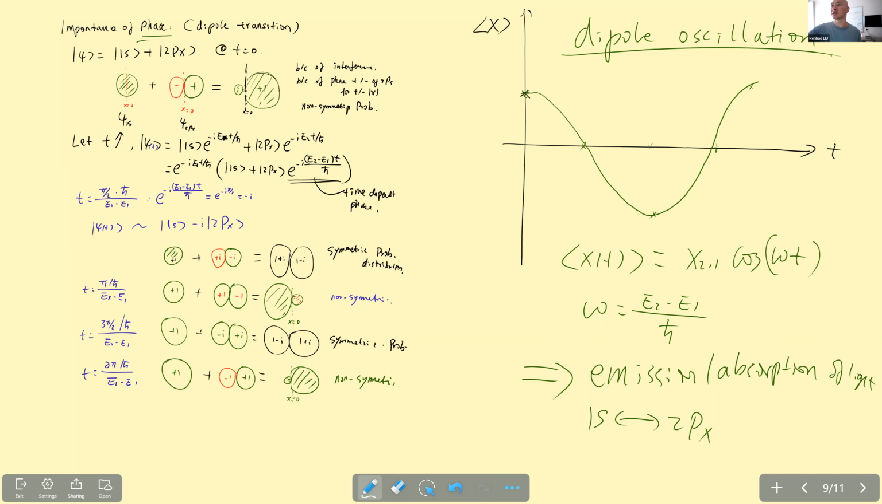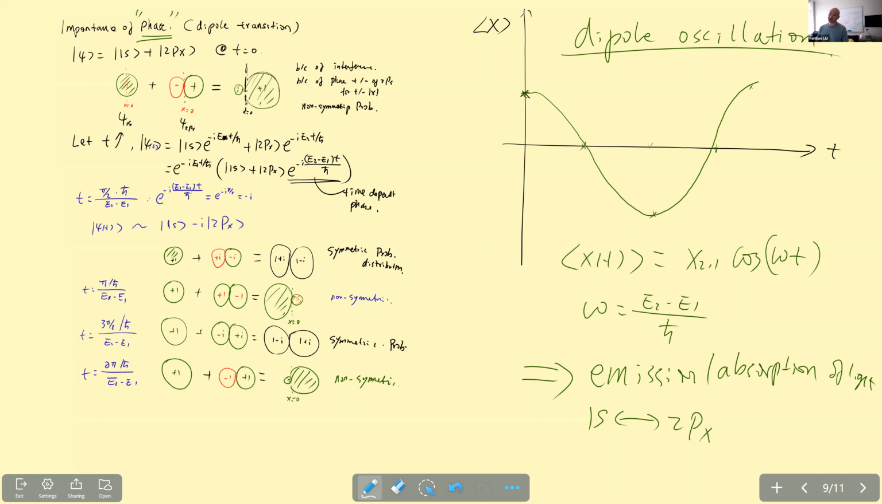Without this phase, you would not have this kind of interference. Suppose you just say the phase is the same, it's all positive. You can do this again, and you find that there's no such oscillation. Later on we check the D states and you're going to see that you actually don't have this oscillation either.